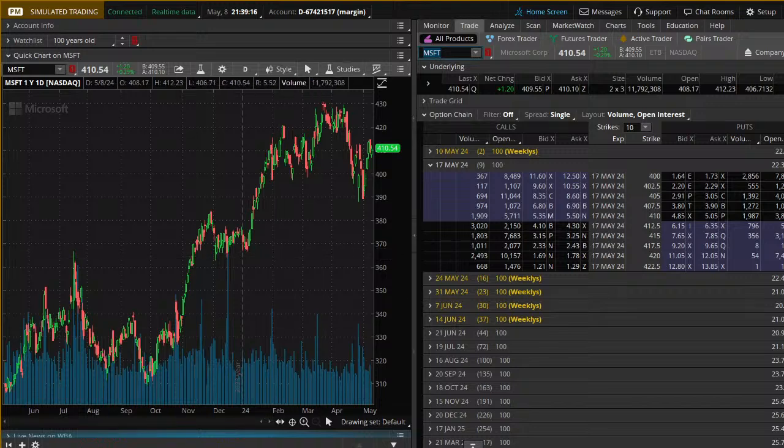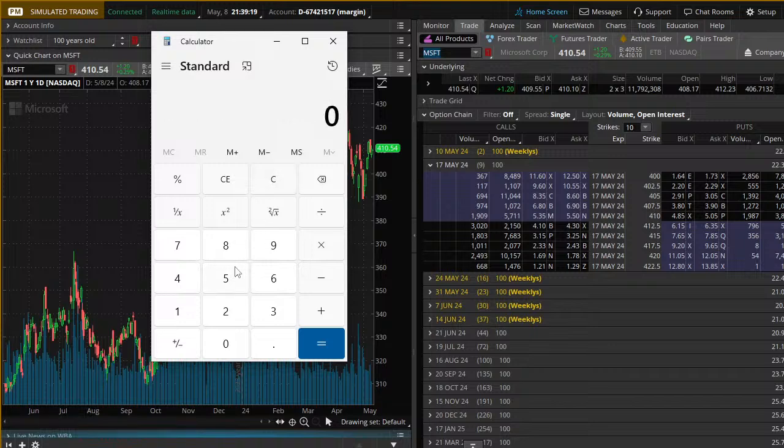So let's see what that number looks like. $5.35, and I want to divide that by the purchase price, $410. That alone, just Microsoft alone, is giving you 1.3% for the week.